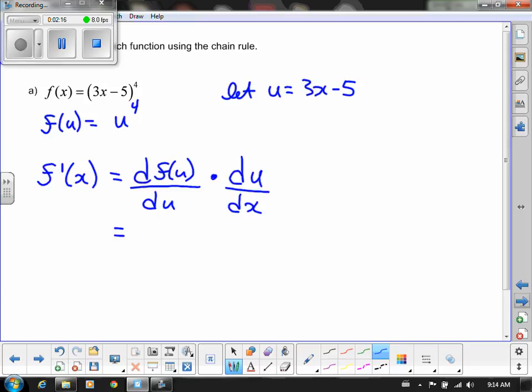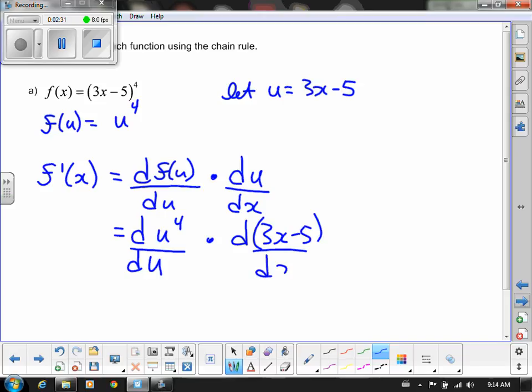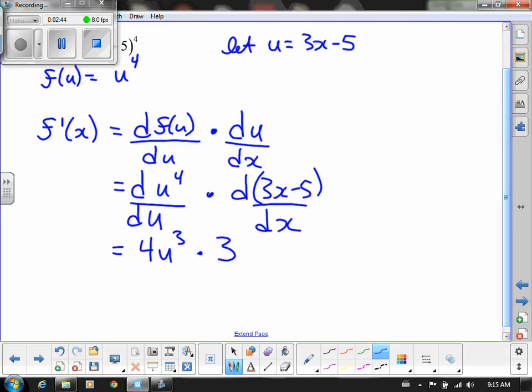So what does that look like? We're going to take the derivative of u to the 4 with respect to u times the derivative of 3x minus 5 with respect to x. So this becomes 4u cubed, so I use my power rule, multiplied by the derivative of 3x minus 5. So that's going to be 3. So then we end up with 12, but instead of writing u cubed, I'm going to replace that with (3x minus 5) to the power of 3.